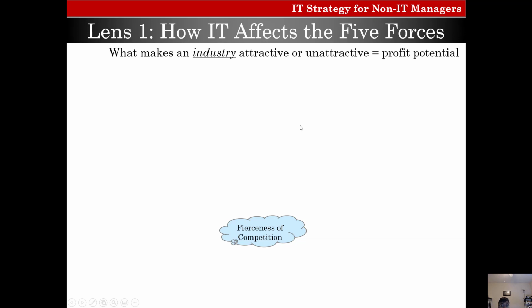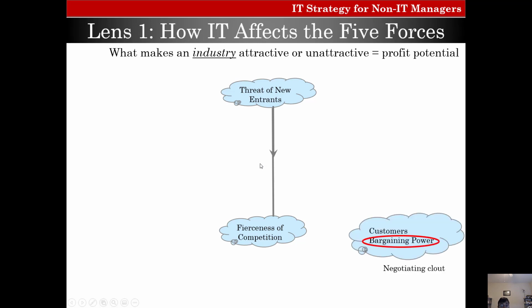So let's look at all the things that affect how fierce the competition is. Threat of new entrants: the easier it is for new people to come in, the fiercer the competition is going to be. Customers' bargaining power, or negotiating clout: the more power a customer has, obviously the fiercer the competition is. Suppliers' bargaining power: if suppliers have higher bargaining power, that also increases the competition.